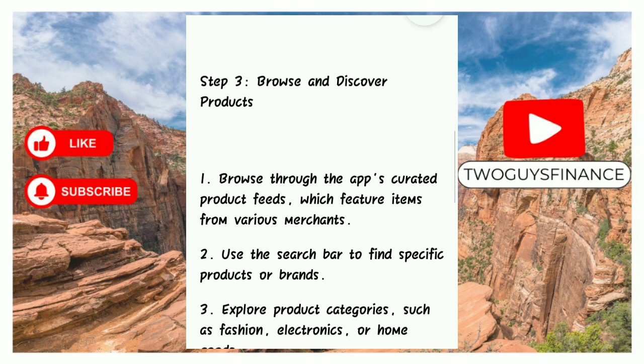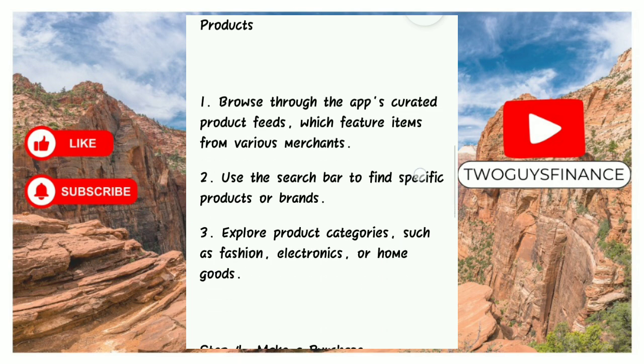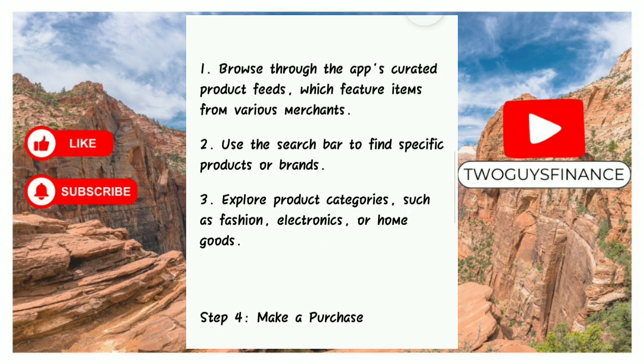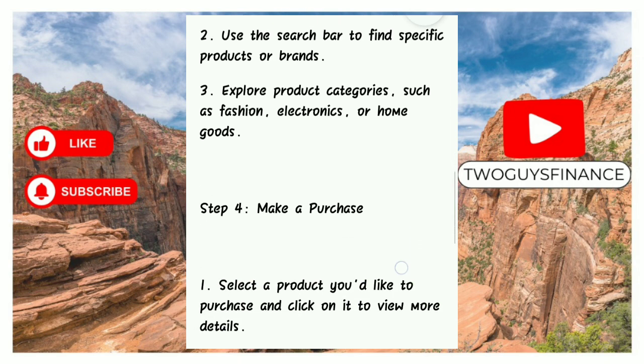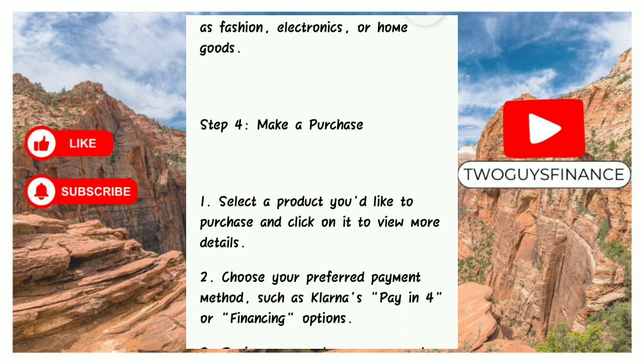So you want to browse through the app's curated product feed, which features items from various merchants, and then you can use the search bar to find specific products or brands, and explore product categories such as fashion, electronics, or home goods. And then you want to find the product that you want to buy, and then you can just move ahead to step 4 to make a purchase.